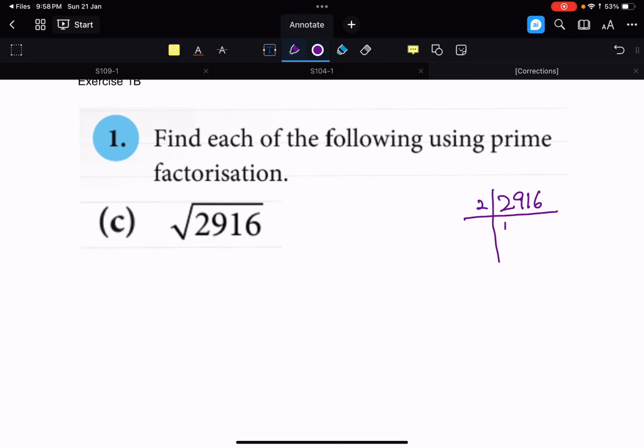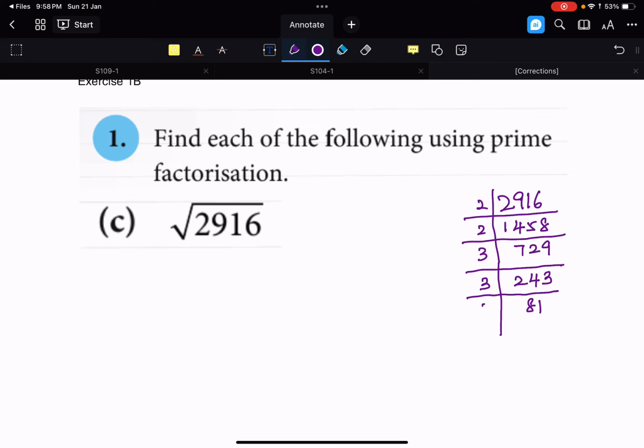We will have 1458. Let's divide by 2 again. That gives us 729. Let's continue the process. This time round, not divisible by 2 anymore. Let's go 3. We'll have 243. Let's continue the process. 81.